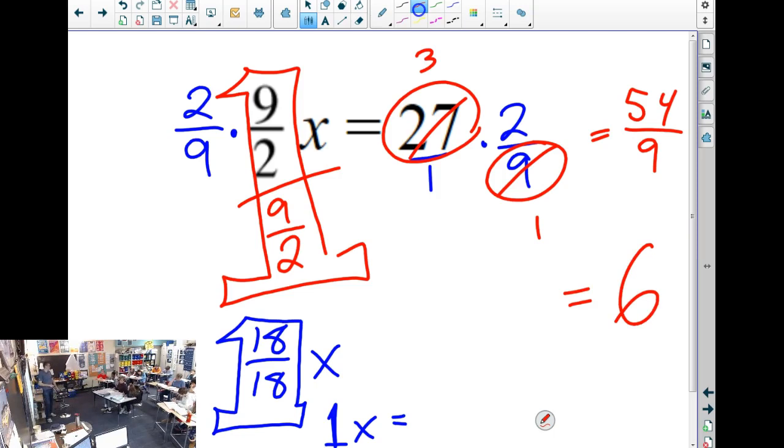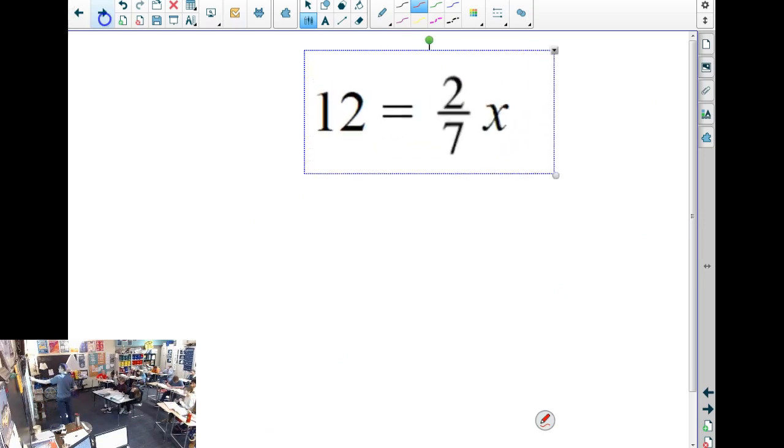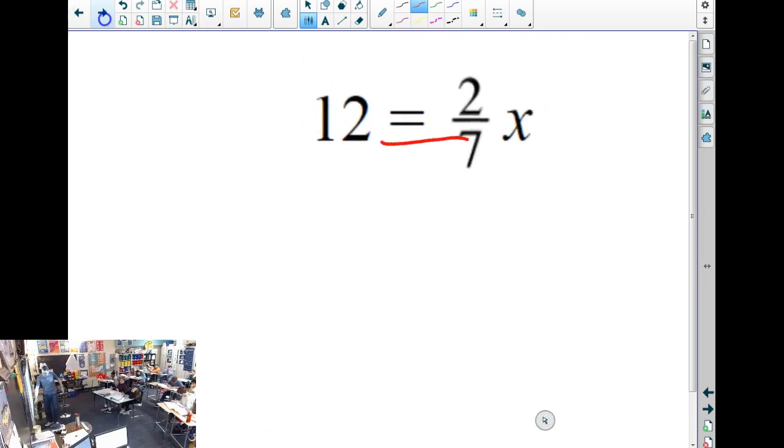A should have been 6. If you didn't, check your work. Now, this is written in a different way, right? The variable's on the right side instead of the left side. Let's check vocab here.